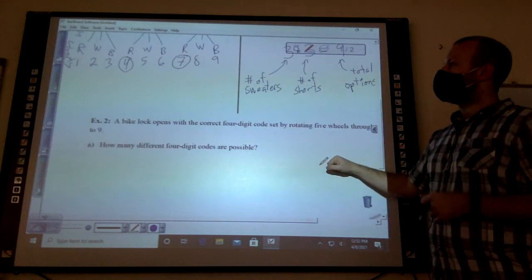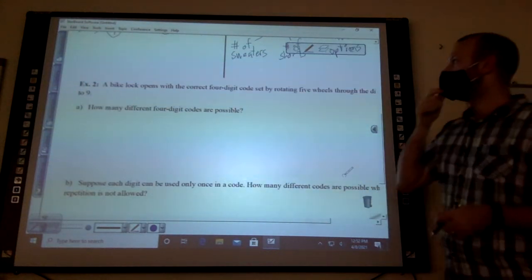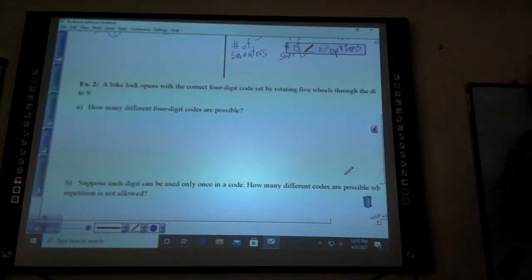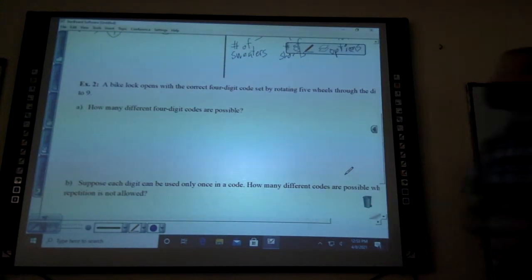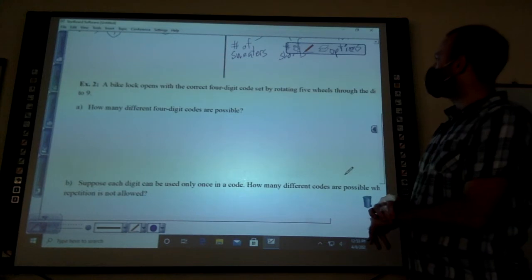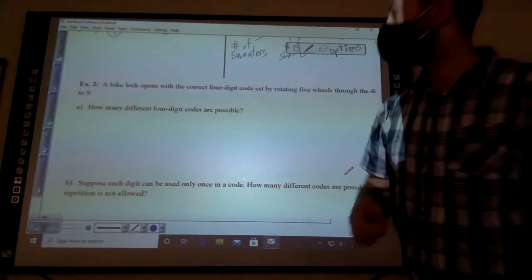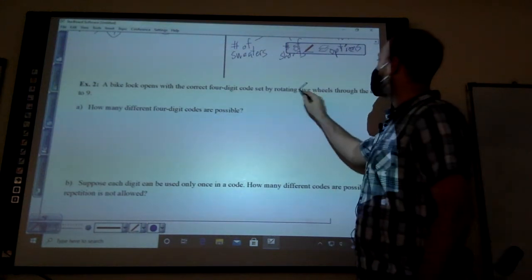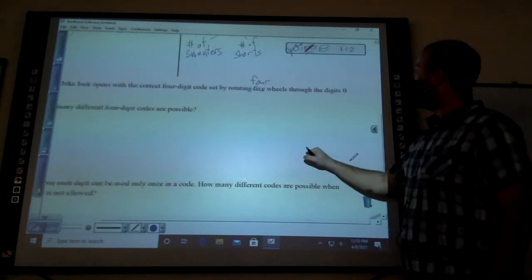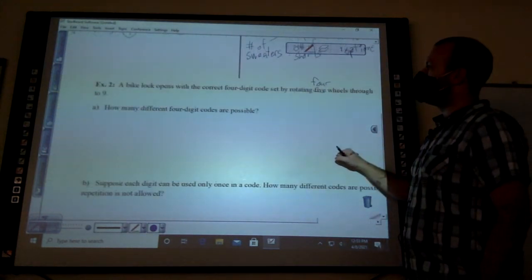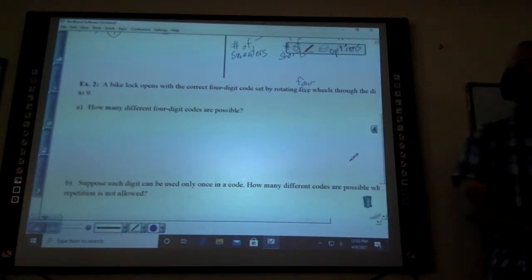So let's try a few questions that involve this fundamental counting principle. Suppose you have a bike lock and it has a 4-digit code with 4 wheels, and these digits are going to be from 0 to 9. We want to know how many different 4-digit codes are possible.